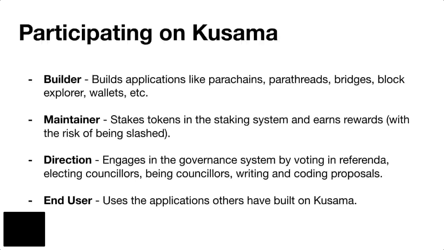The next role is the role of direction, the role of governance, participating in how Kusama evolves, what Kusama will turn into. This is someone who uses their KSM to vote in referenda, to elect councillors. Maybe they themselves run for a councillor position, but they also could be someone who writes or codes the proposals, a person who comes up with the new ideas for where the Kusama network should go.